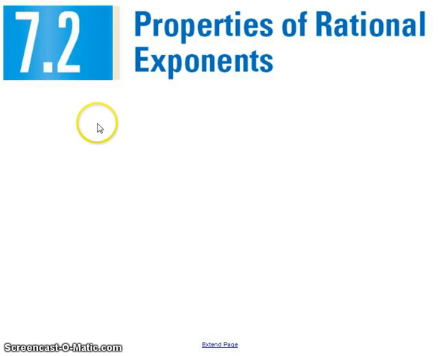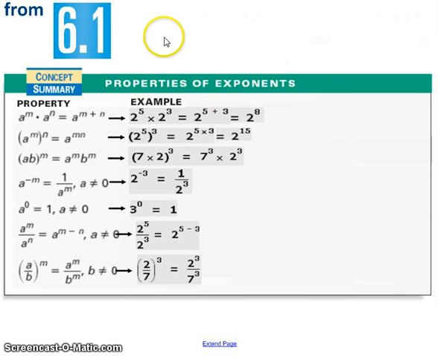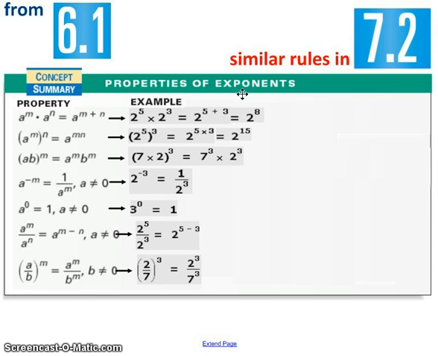Hello, Algebra 2. This video lesson about Chapter 7.2 is simply going to be me talking you through the chapter itself, 7.2, which is all about the properties of rational exponents. The one thing I will point out is the similarities to the properties of exponents that you learned in Chapter 6.1. Now we're just talking about a particular type of exponents, rational exponents. But there are very similar rules between Chapter 6.1, which should be familiar to you by now, and 7.2.